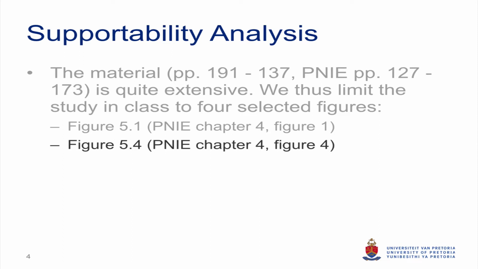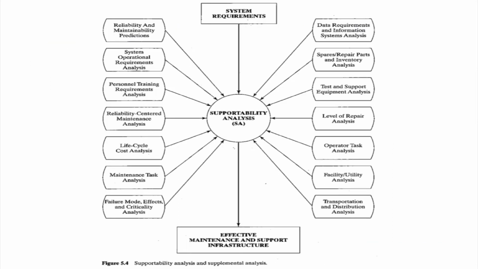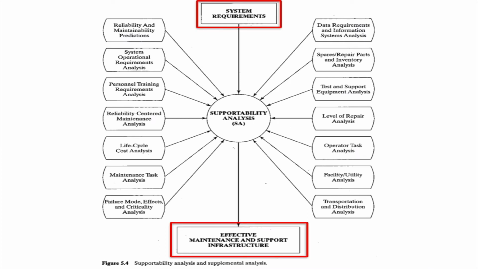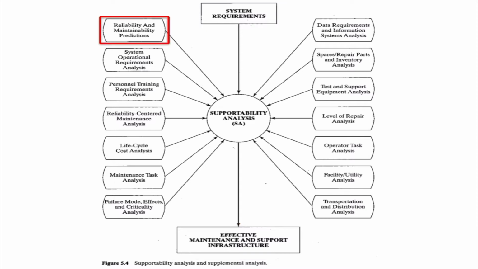Secondly, figure 5.4, PNIE Chapter 4, figure 4. This shows that supportability analysis is the process that ensures that there is an effective maintenance and support infrastructure based on the original system requirements. It is based on the following tasks that are performed during the analysis: predicting reliability and maintainability based on calculation and industry standards for components.